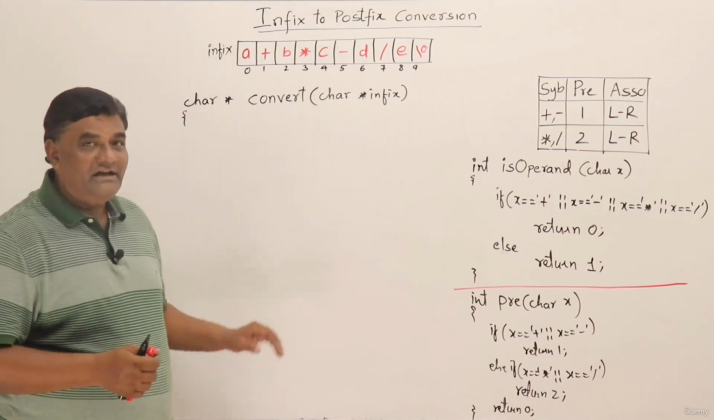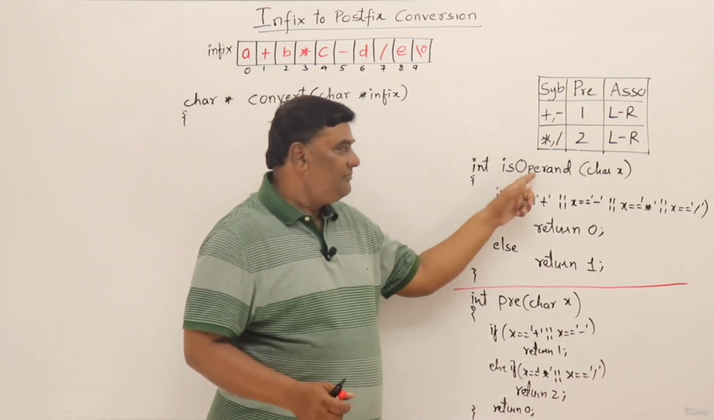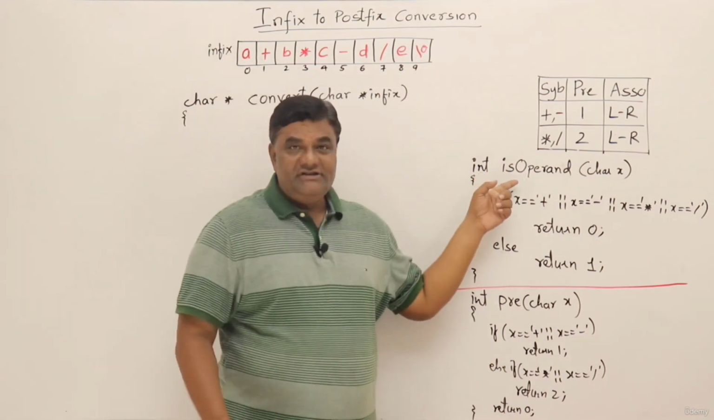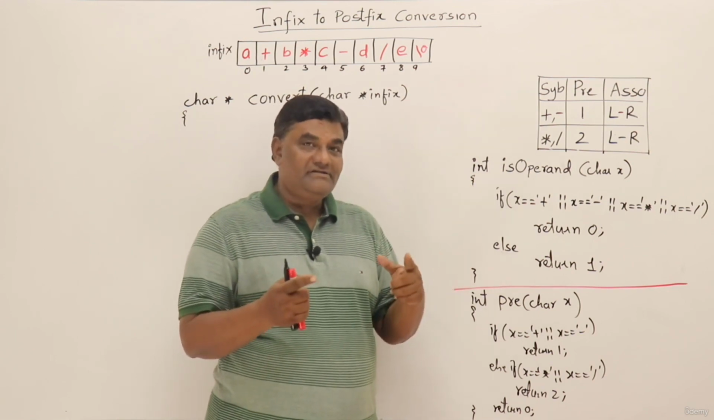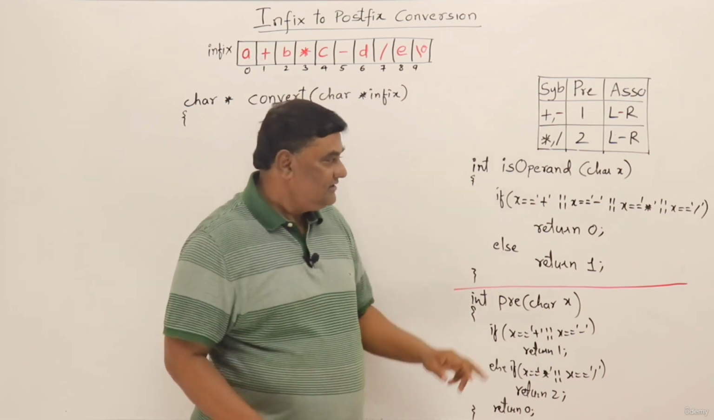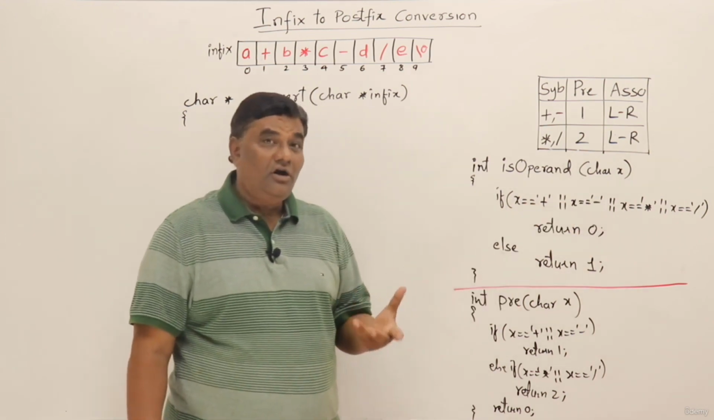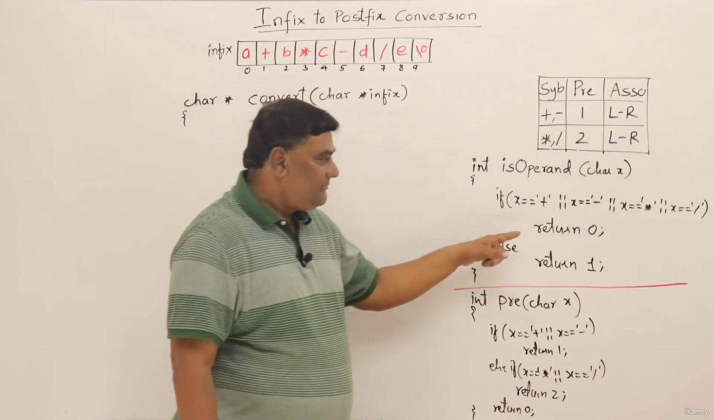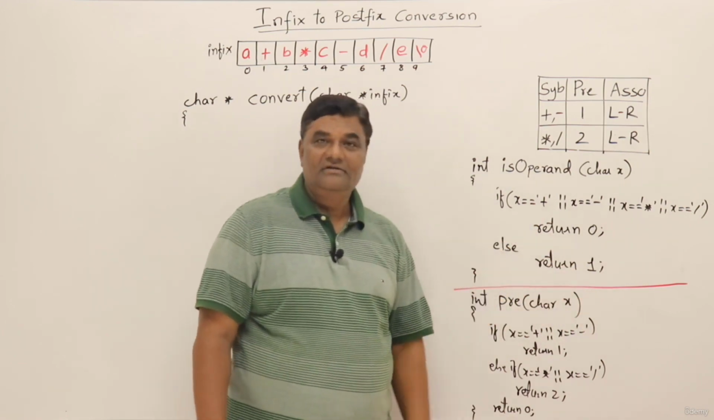For this procedure, I need two more functions. One function is operand. This function is to check whether a symbol is operand or not. If it's operand, we want result to be true, that is 1. So here I am checking the condition. If it is plus, minus, multiply, divide, then it is an operator. It's not an operand. So I am returning 0. Otherwise, it's an operand. So returning 1.